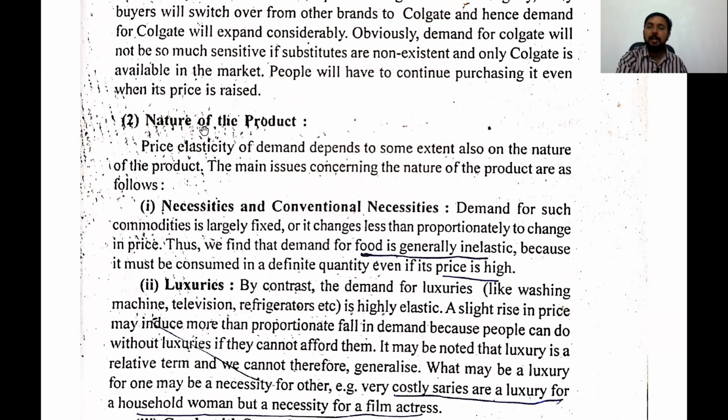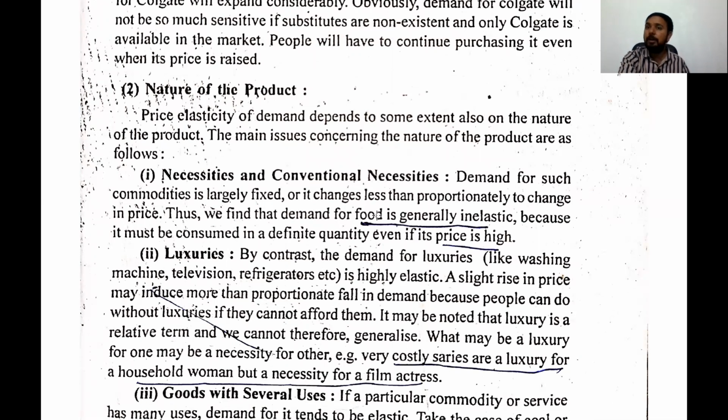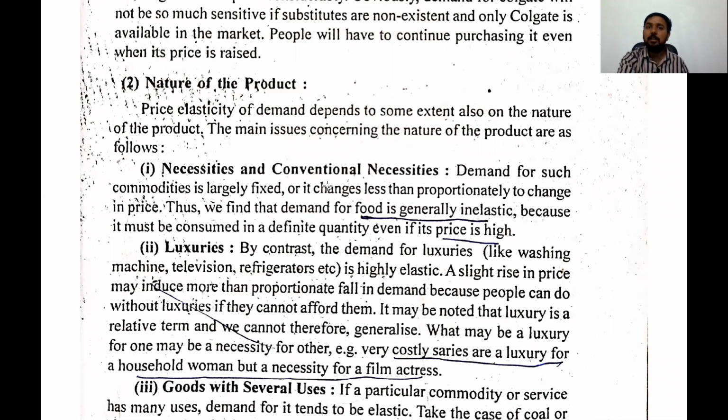The second is the nature of the product. Price elasticity of demand depends to some extent also on the nature of the product. The main issues concerning the nature of the product are as follows: what kind of product it is, necessities and conventional necessities. Demand for such commodities is largely fixed, or it changes less than proportionately to a change in price. Thus, we find demand for food is generally inelastic because it must be consumed in a defined quantity even if its price is high. So if we take an example of wheat, or of food, we need food every day to survive, right? Everyone needs to have food to survive.